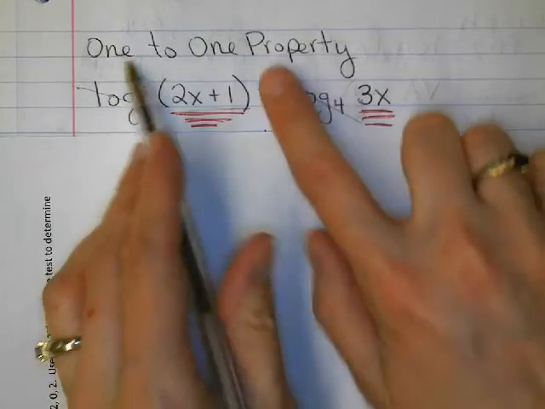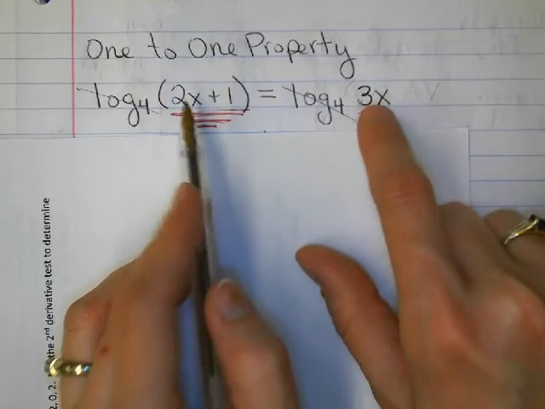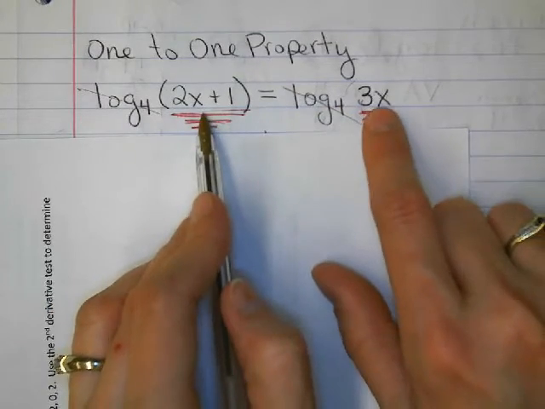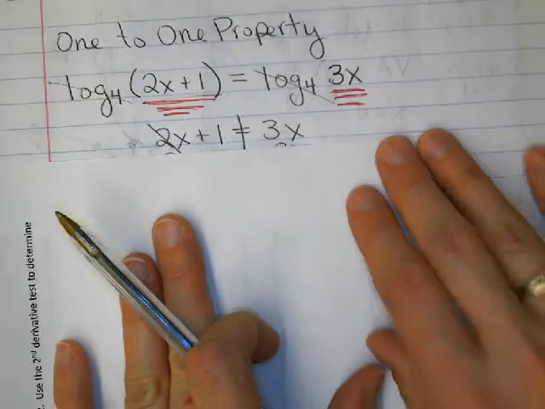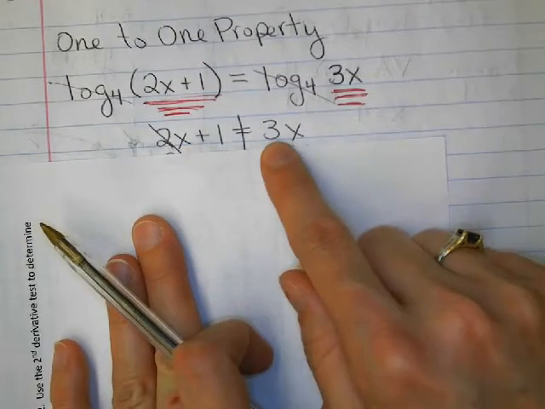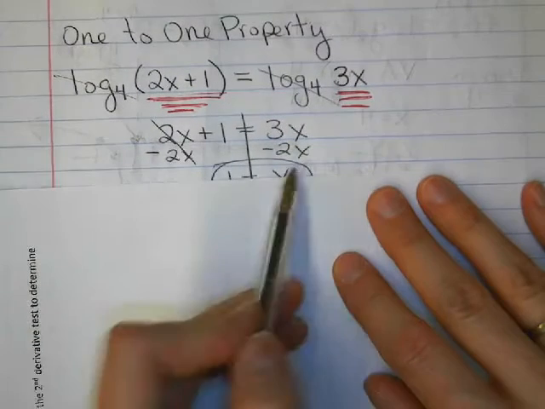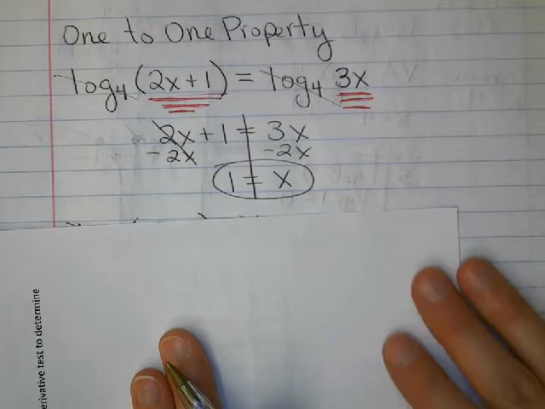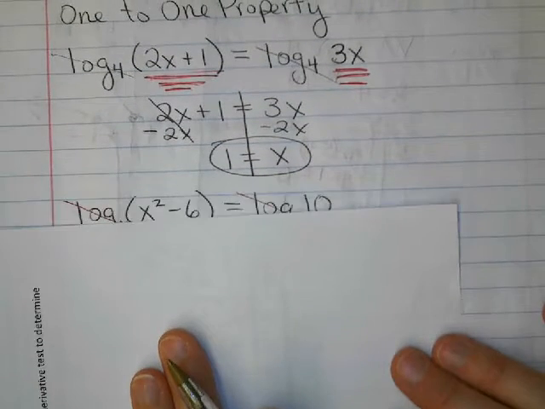It's called a one-to-one property. These should be equal. If you have log base 4 on both sides, then the arguments should come out equal. So then you would just easily solve it. 2x plus 1 equals 3x. I would subtract 2x and I would get x equals 1. So you'll apply that a few times on your assignment, this one-to-one property.